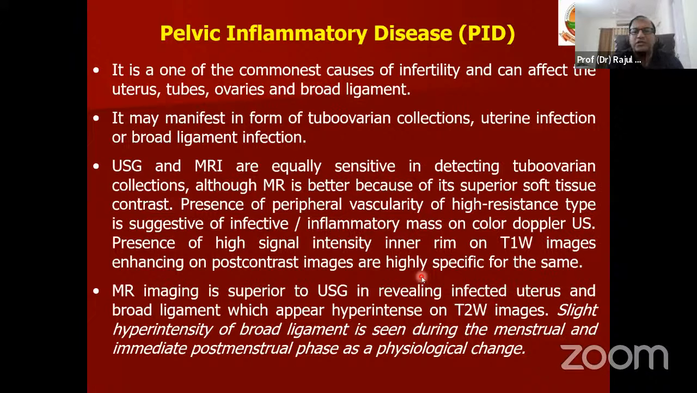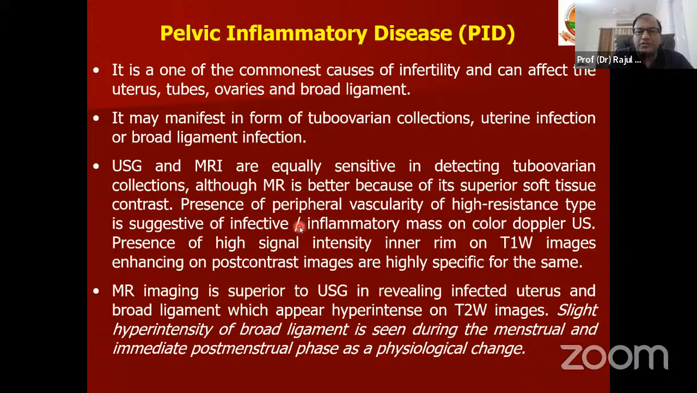Ultrasound and MRI are equally sensitive in detecting tubo-ovarian collections, but MRI is superior because of its superior soft tissue contrast resolution. Presence of peripheral vascularity of high resistance type in a collection is suggestive of an infective and inflammatory mass on color Doppler, whereas presence of a high signal inner rim on T1 weighted images, which enhances on post contrast images, is highly specific for tubo-ovarian abscesses secondary to PID.